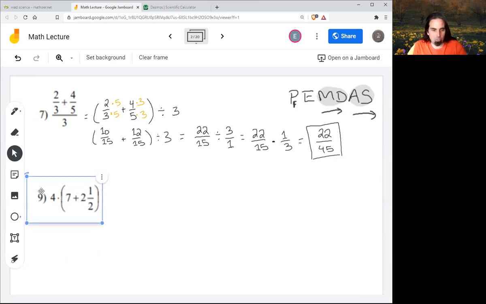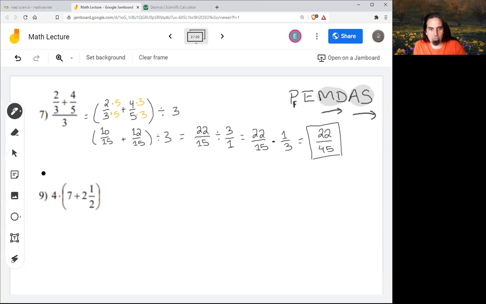Okay, 9 looks like we're putting lots of things together. So I'm starting with parentheses. My 4 times is just going to patiently wait for whatever's here. And here I want 7 plus 2.5. So let's do it off on the side.